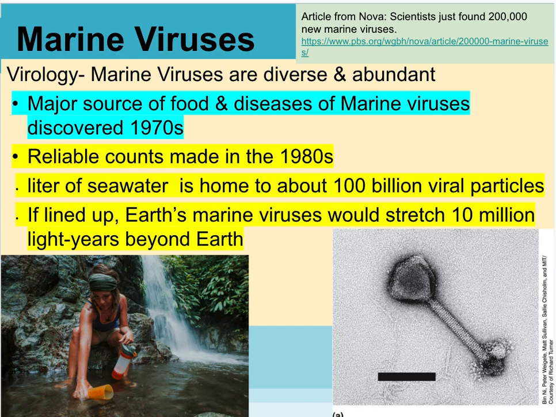They were first discovered in the 1970s, and about a liter, so if you look at this person's water bottle, is about a 1 liter bottle. A liter of seawater can have about 100 billion viral particles. And if you lined up all of the viruses in the Earth's ocean, it would stretch 10 million light years beyond Earth. So if you think of the amount of distance a ray of light could cover in a year, it can go 100 million of those is how many viruses we have in the ocean.